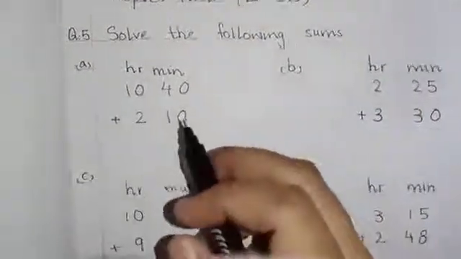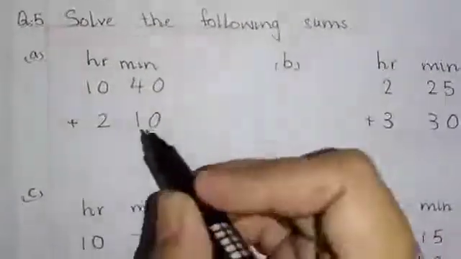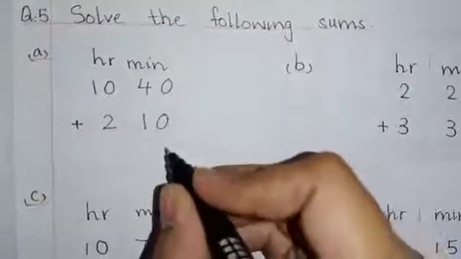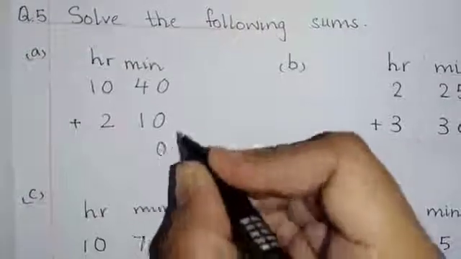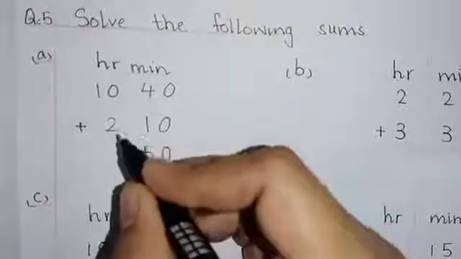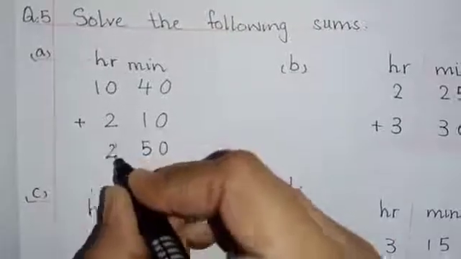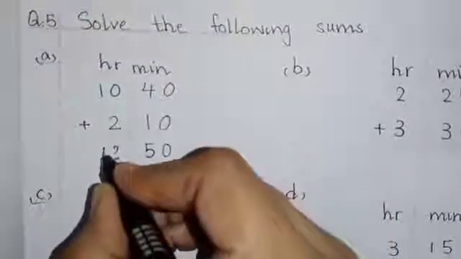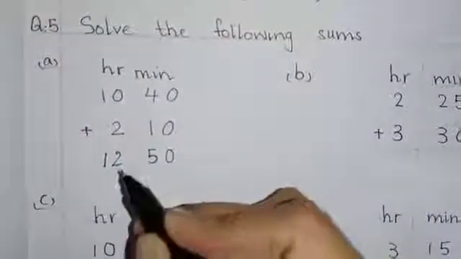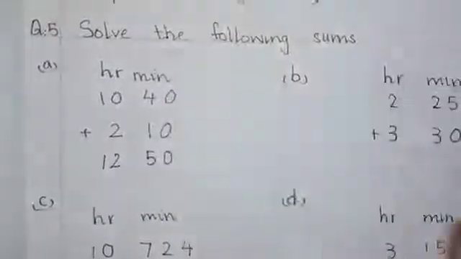Look at this. We always start from the right side, from the ones side. It's 0 plus 0, 0. 4 plus 1 it's 5. Now 0 plus 2 it's 2 and 1 as it is. So the answer is 12 hours and 50 minutes.